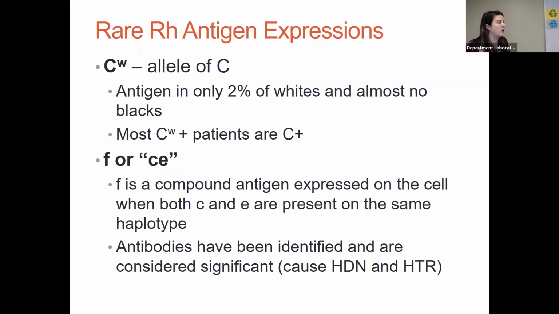Little f is what we call a compound antigen. It's found on the cell when both little c and little e are present. And we had a patient here at UAMS that had anti-little f. So it was rare. It looked like he had anti-little c and anti-little e. So the way you treat these patients is you would give them little c and little e negative blood. And you guys know 98% of the population is little e positive. All right, so to find little c and little e negative blood, very challenging. You'll probably have to call in specific donors.